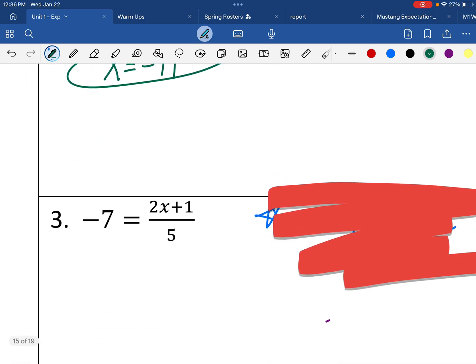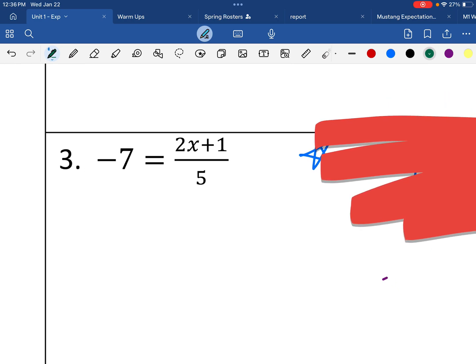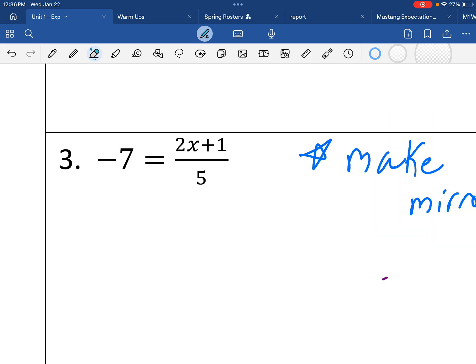Okay, we got one more. I'll let you guys try it. Go ahead and pause the video. Okay, so let's look at it. So we can solve it, but I don't like the x being on the right. I'm used to the x being on the left.